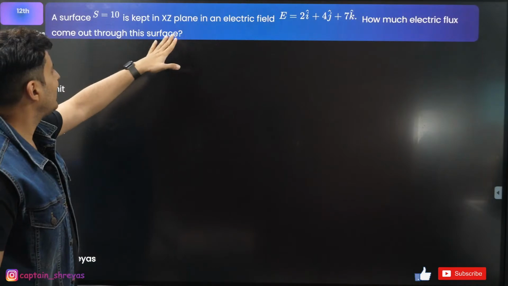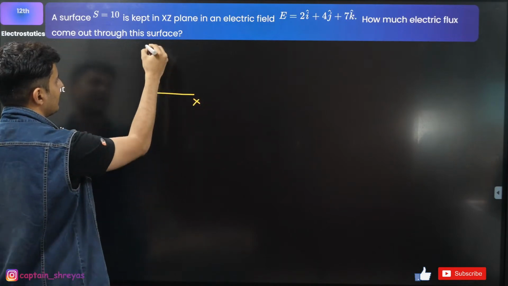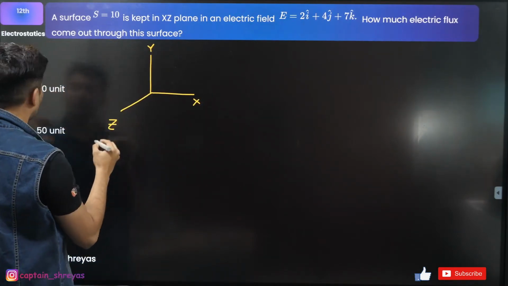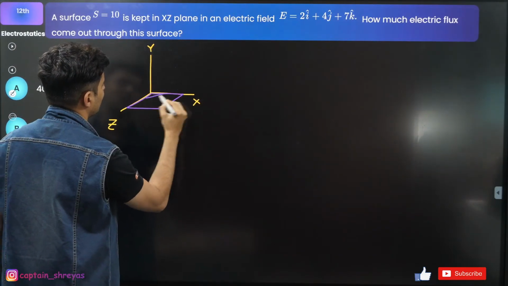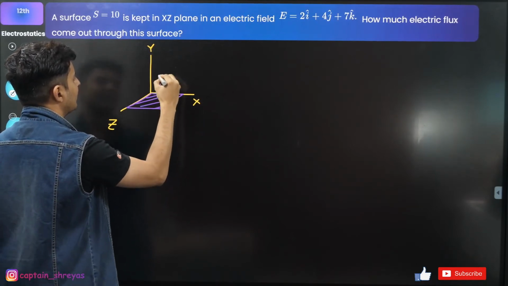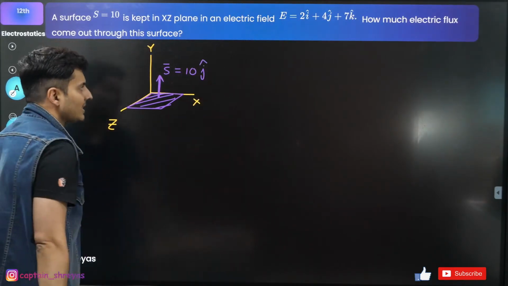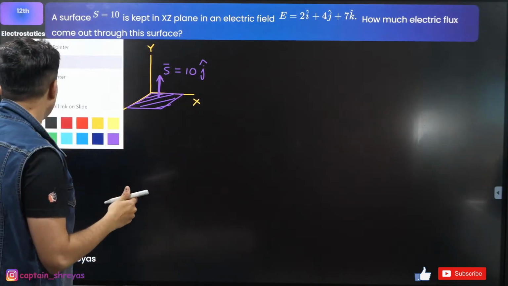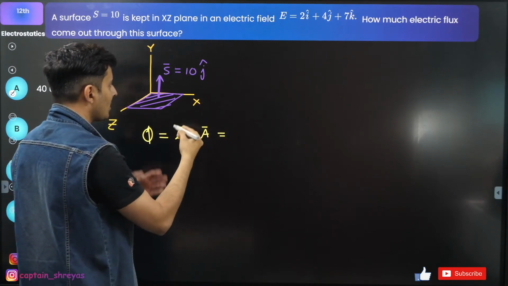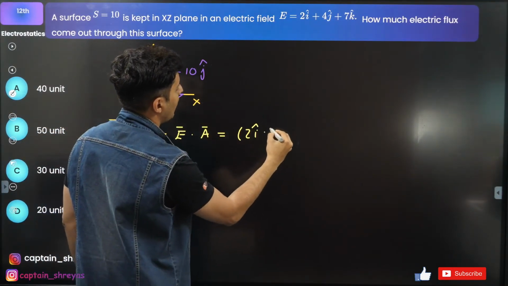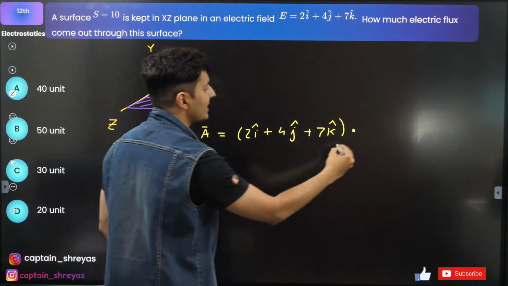The surface is kept in the XZ plane. So basically, imagine if this is X, this is Y, and this is Z. So the surface is kept over here like this, XZ plane. This is your surface. So the area vector will be like this. Area vector is basically 10j cap, guys. So if somebody asks you what is the flux, it is electric field dot area vector. So electric field is 2i plus 4j plus 7k dot area vector, which is 10j.